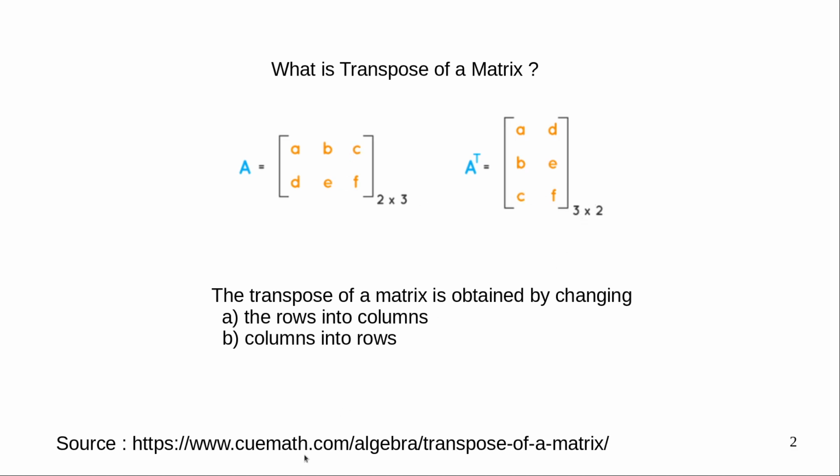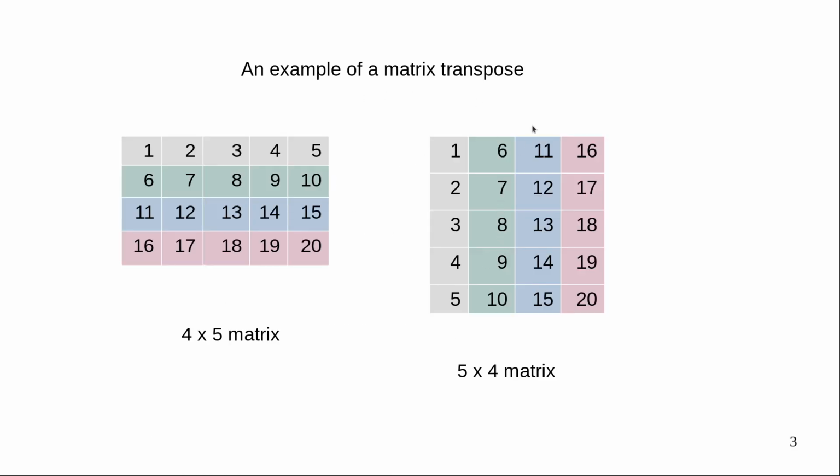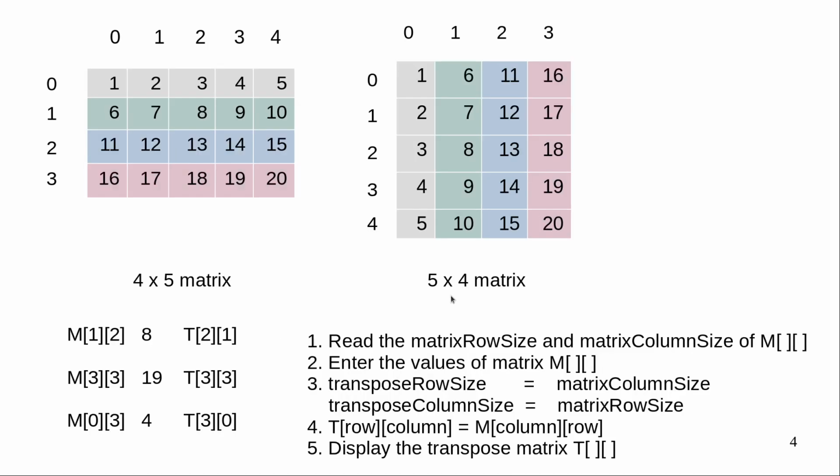If you want to know more on this, you can look at this particular source from where I have taken these examples. Another example: this is a 4 by 5 matrix and its transpose is 5 by 4. If you look at the color code, 1 2 3 4 5, which is the first row here, has become the first column here, 1 2 3 4 5. Similar with other cases.